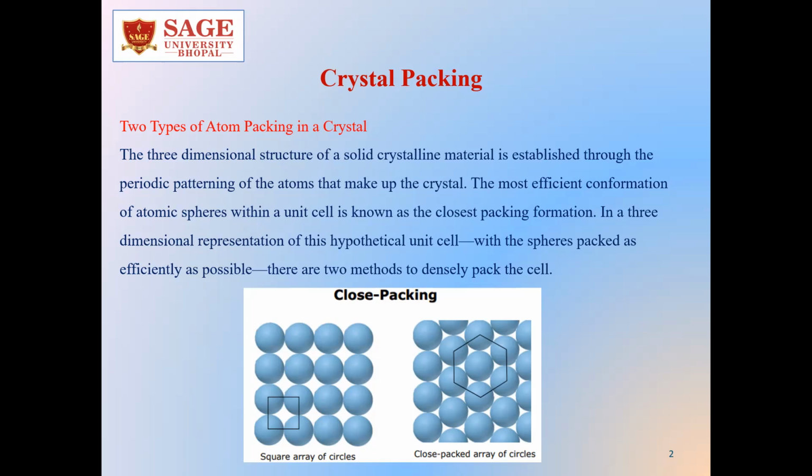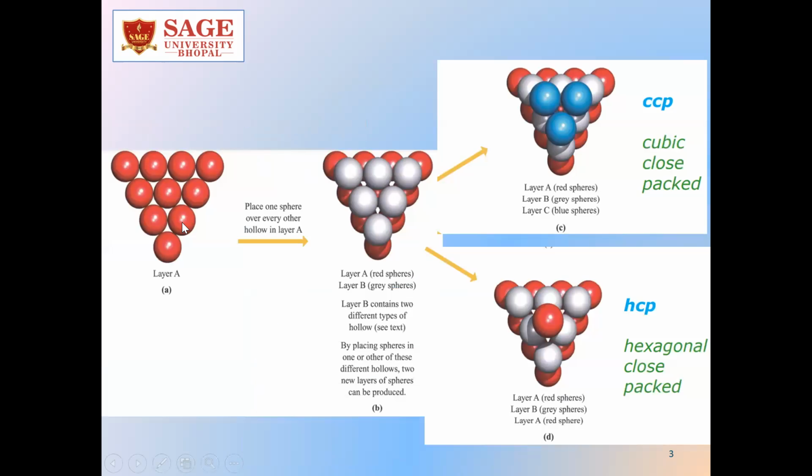So these are examples of close packing systems. Square array of circles, and this is close packed array of circles. In this case, on layer A, place one sphere over every other hollow in layer A. In these holes we put the next layer, and then in between these holes, after the second layer, we put the third layer.